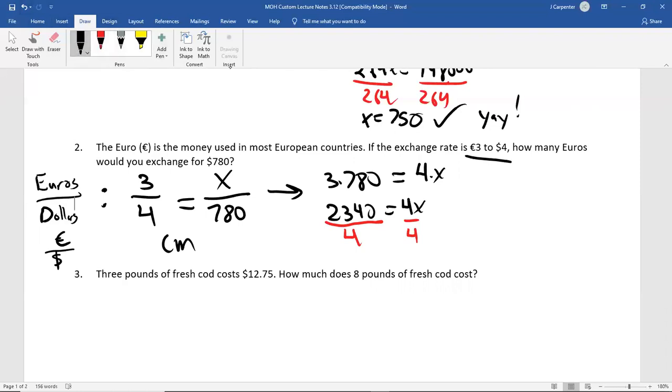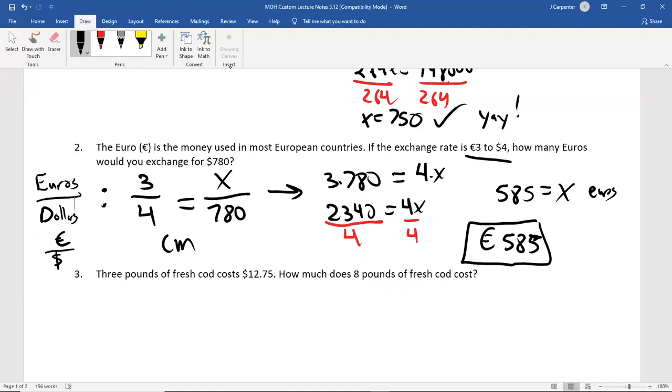All right. So 4 will go into 23 5 times, and 34 8 times, and 20 5 times, so that's 585. That's our unknown. This is not a good answer quantitatively. How many euros would you exchange? This is supposed to be the euros, so it's that funny looking E thing. 585 euros would get you $780, or vice versa, if you're not paying an exchange fee.